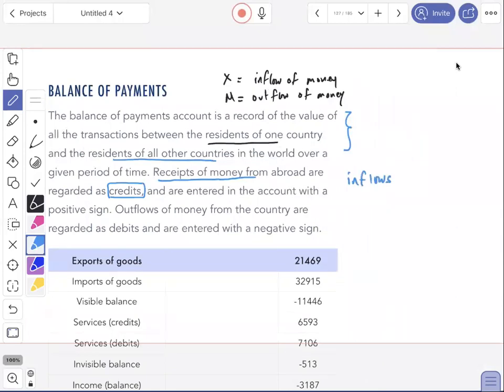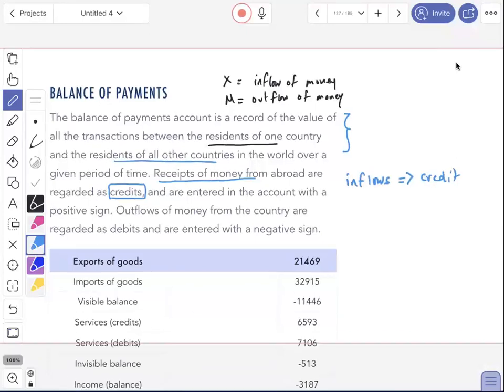Now I want you guys to write this. All the inflows are basically your credit values. It's like for those students who are studying accounts, remember there is a debit and credit in accounting. Because balance of payment is an account of all the money that you're getting in the country, or the money that you're paying to other countries, any inflow we'll look at as a credit entry. And whenever there's any inflow, we also record it with a positive sign.